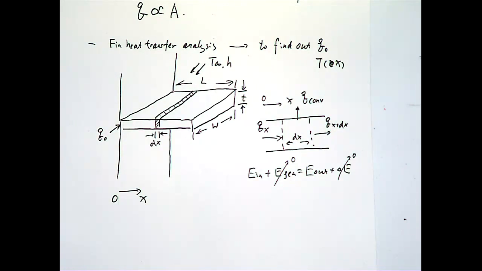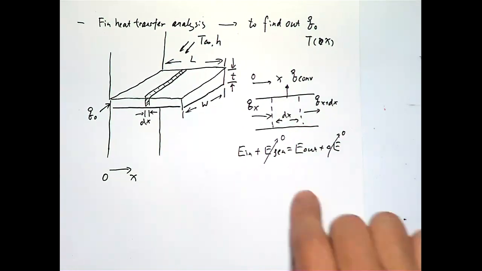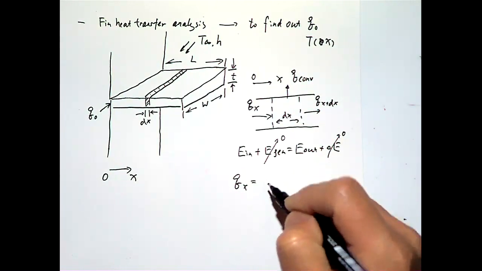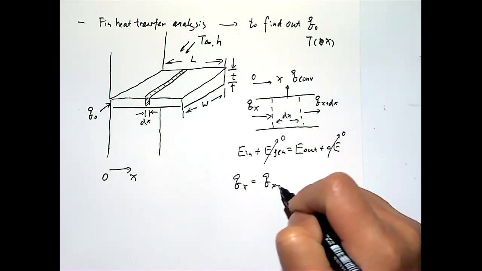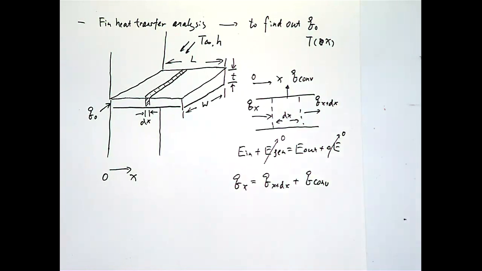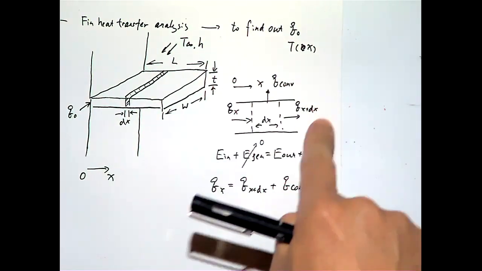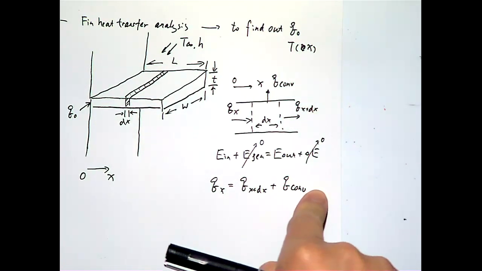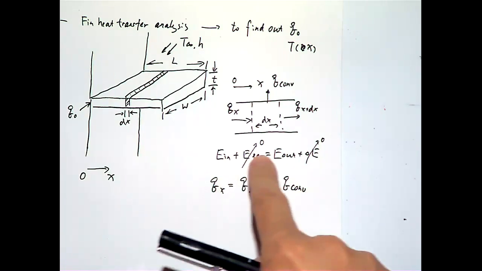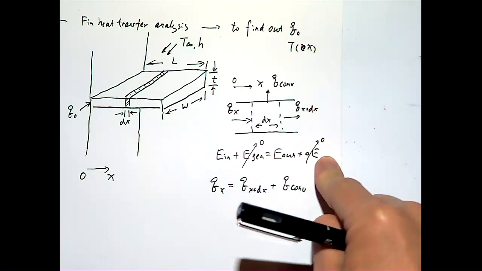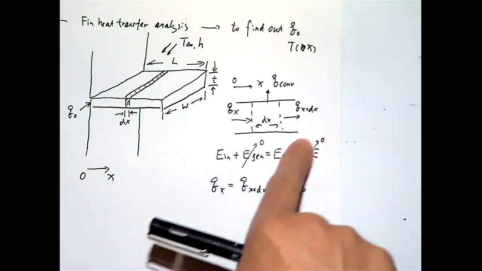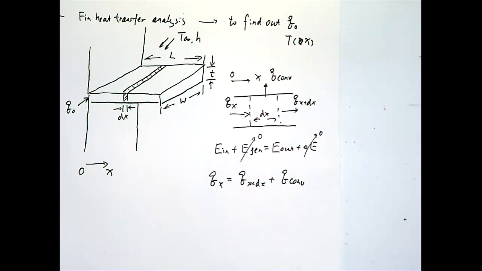Analyze your control body, apply the energy balance, which means you need to identify all the sources or sinks of energy for your energy equation. If you miss any term, then certainly you wouldn't get it right. So it's simple: Qx is the source, and the sink would be Q at x plus dx plus Q convection. You want to get this equation right; that's critical. This is the equation you will later become very familiar with, but it requires analyzing your problem in terms of the energy flow.